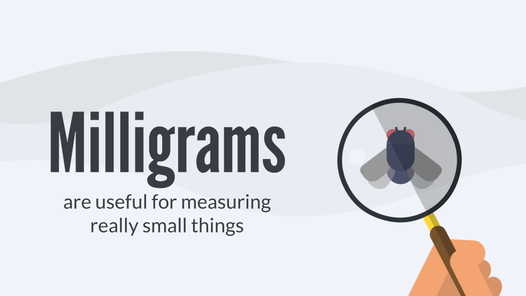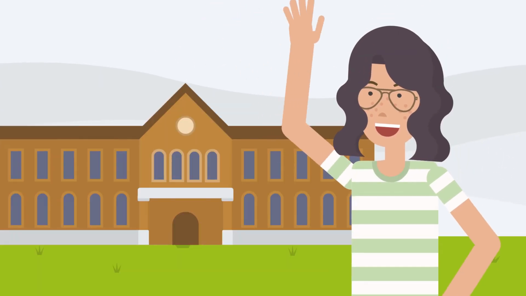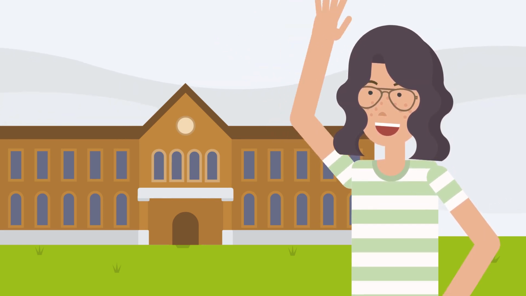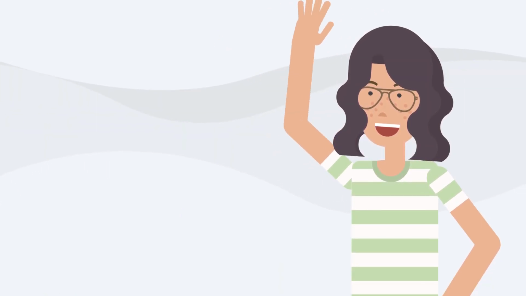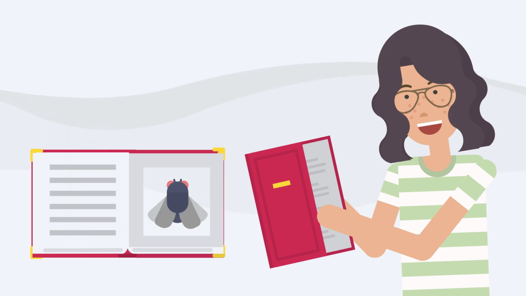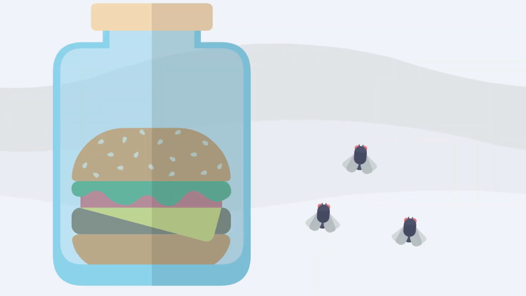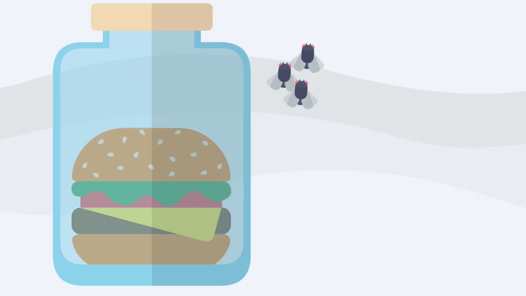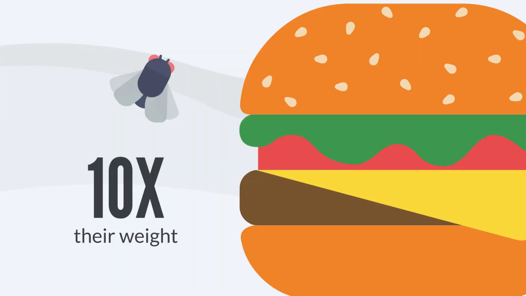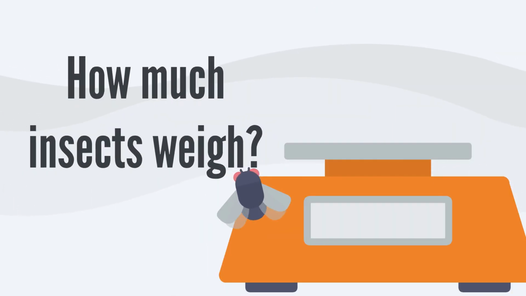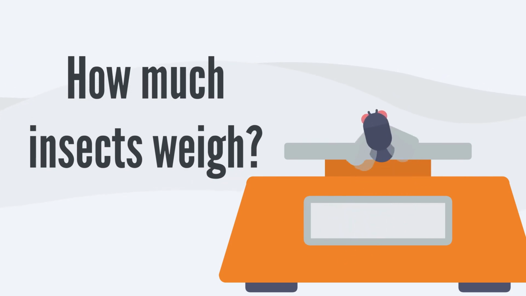Milligrams are useful for measuring really small things, like insects. Meet Vienna. Vienna is studying bugs for her school's science project. She wants to know how much the average fly weighs. It would be interesting to put food in a jar and find out how much one eats. She has heard insects can eat 10 times their weight, but is that true? First, she needs to find out how much insects weigh.